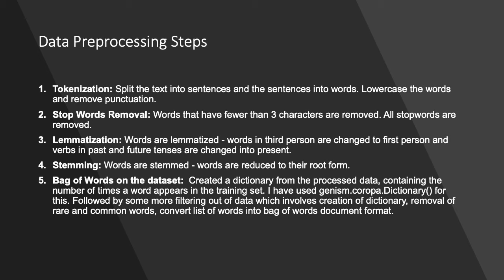We split the text into sentences, and sentences are further split into words. We lowercase the words and remove the punctuation, and these data cleaning steps are done as a part of the tokenization step. Then the second step, once the data has been tokenized, is stop word removal, where we remove all the words which do not add any value to the actual context of the document. So words that have fewer than 3 characters, like is, the, etc., are removed.